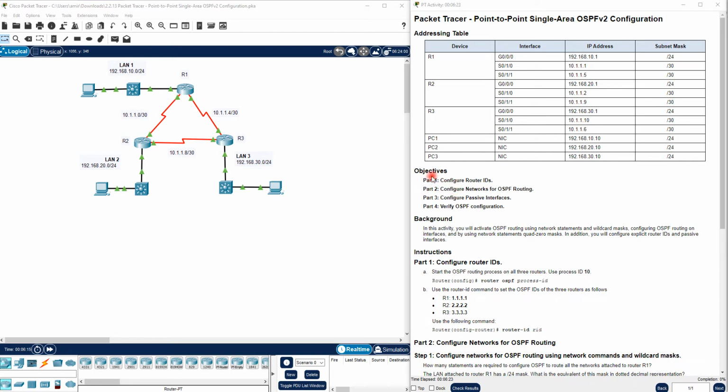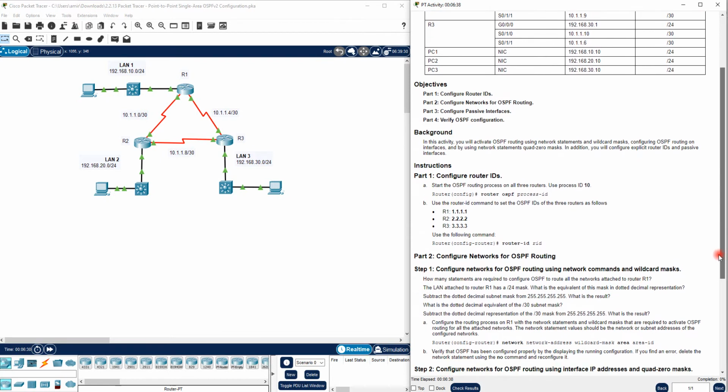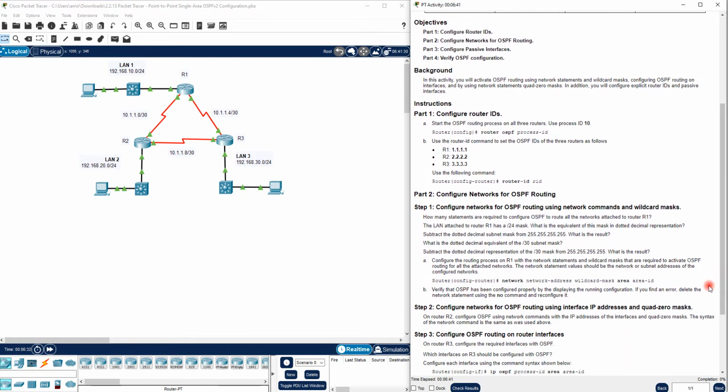Okay, we should go to the objectives and check them: configure router ID, configure networks for OSPF routing, configure passive interface, and verify OSPF configuration. In part 1, we should start the OSPF routing process on all 3 routers. Use process ID 10. As you know, every router requires a router ID.